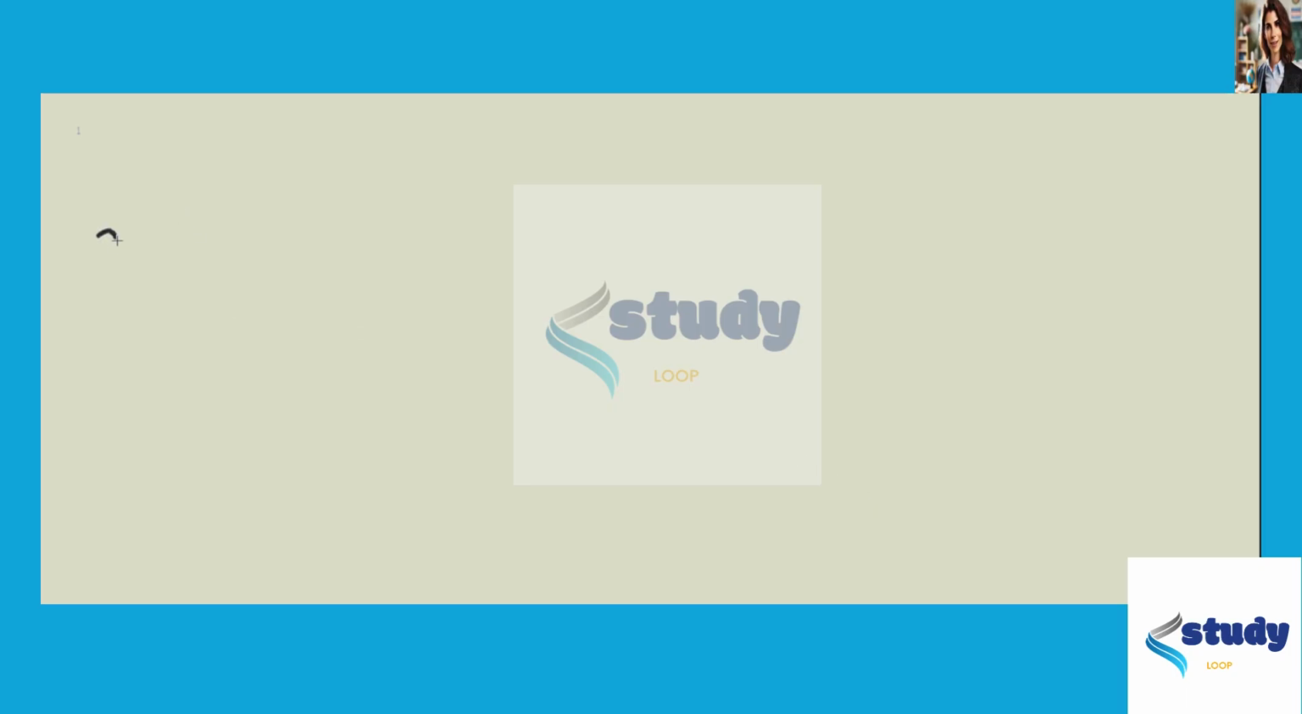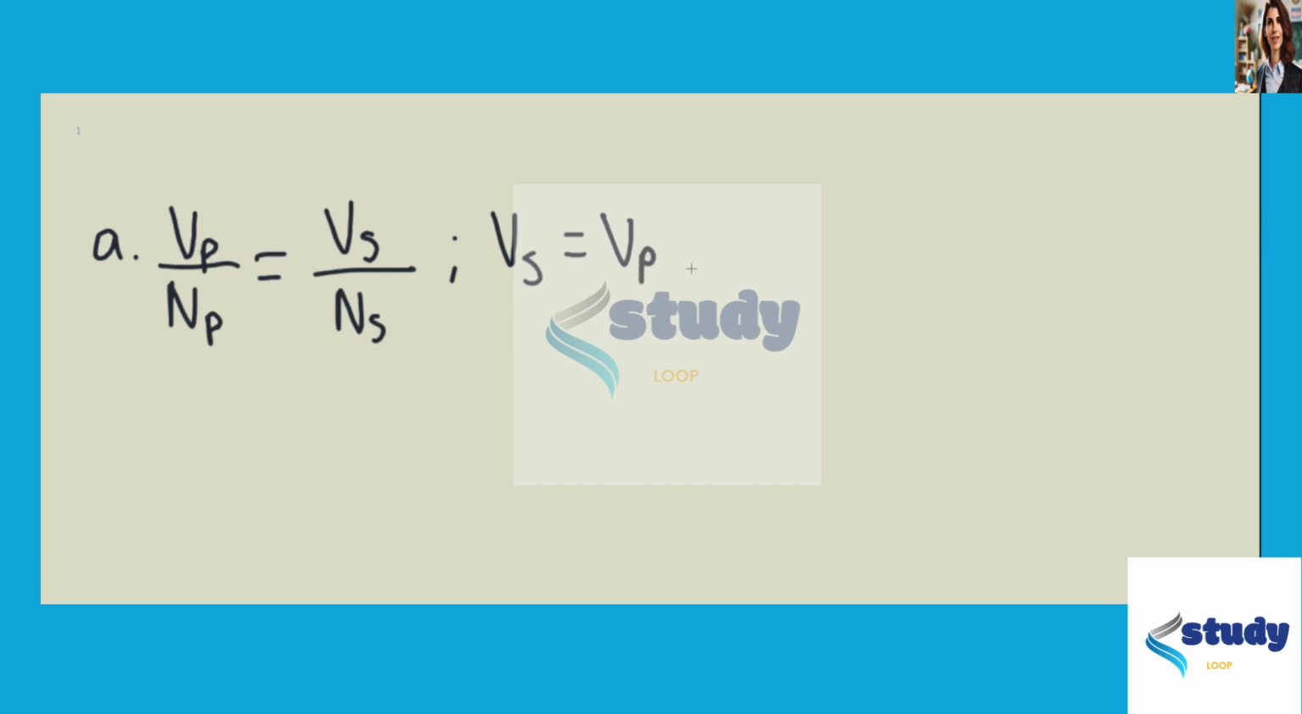For part A, we can say that the transformer relationship would be the primary voltage divided by the number of primary turns. This is going to be equaling the secondary voltage divided by the number of secondary turns. We can then say that the secondary voltage would be equaling the primary voltage multiplied by the number of secondary turns divided by the number of primary turns.